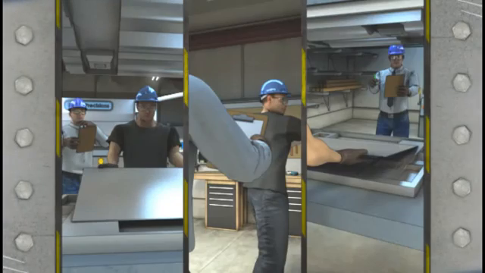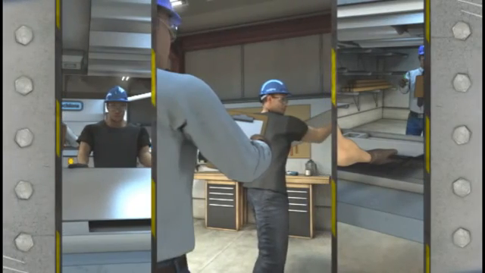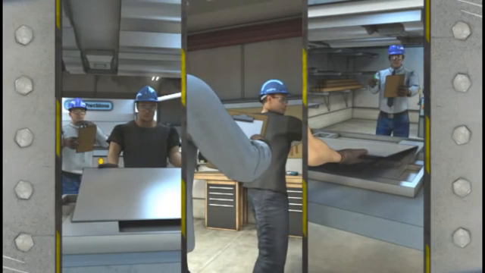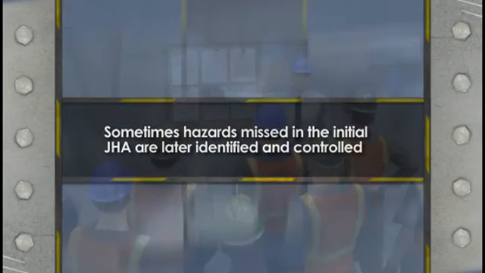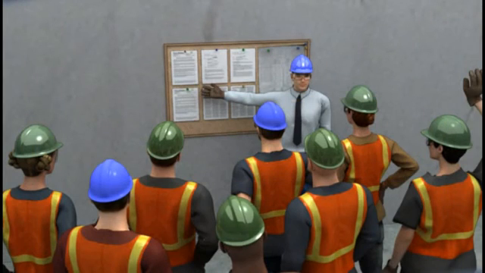It's also a good idea to periodically repeat the JHA, even if none of these events occur, because sometimes hazards missed in the initial JHA are later identified and controlled. Anytime a JHA is revised, it's important that all employees affected by the changes are properly notified and trained.